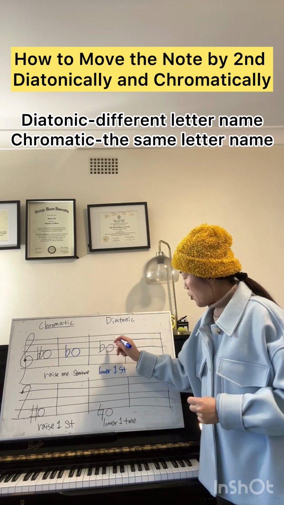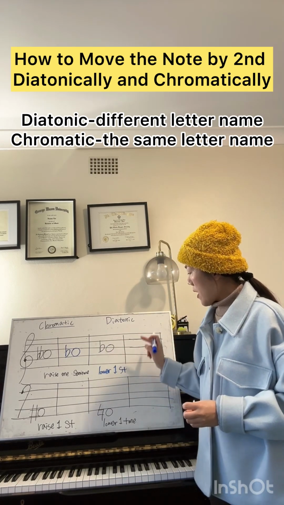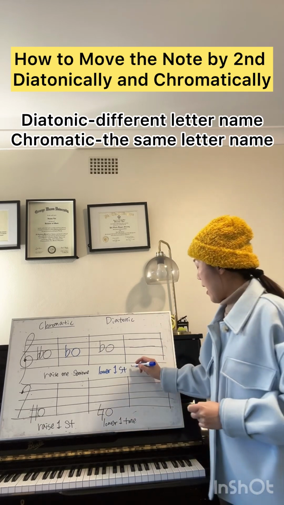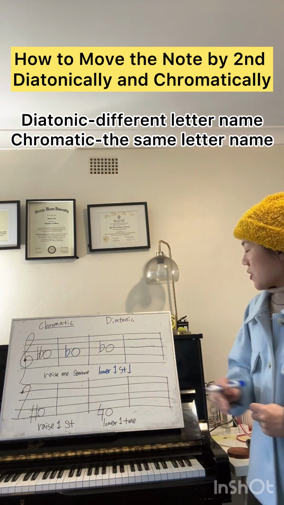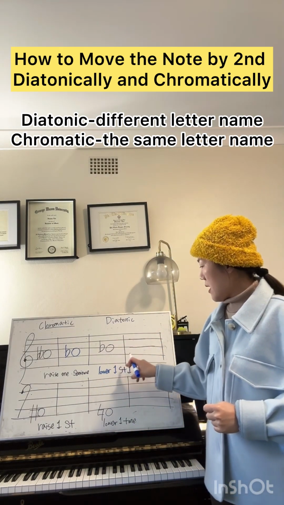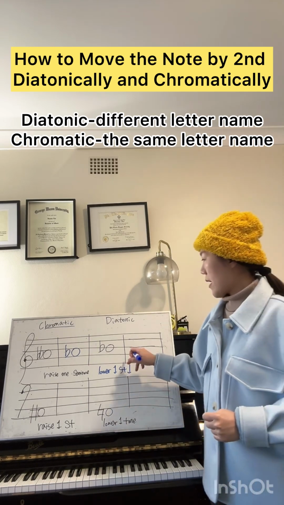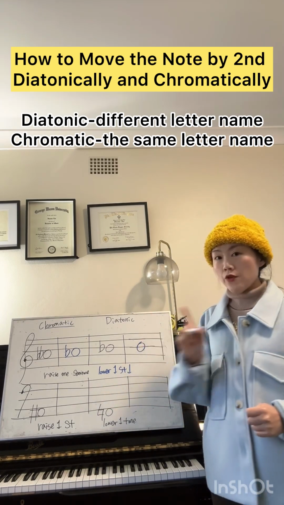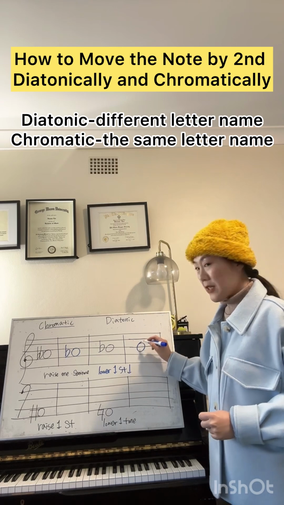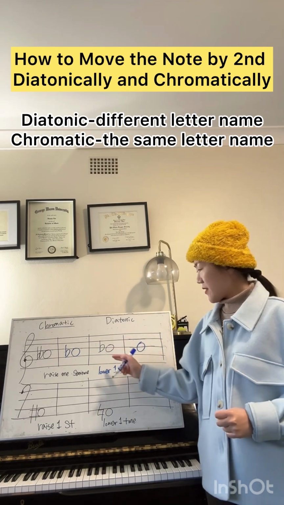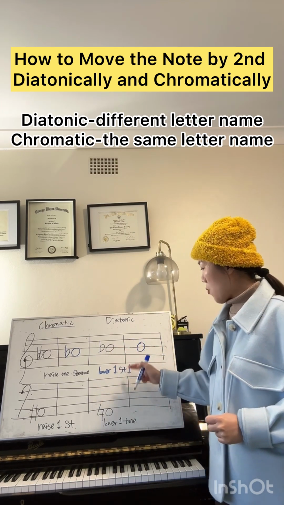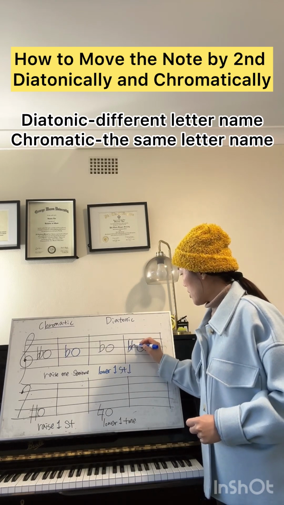Alright, so now we're trying to move the B flat by one semitone down. How can we move B flat by one semitone down chromatically? Remember, whenever you move the notes chromatically, you have to keep the letter name the same, and then you have to adjust the accidental. As we lower the note by one semitone down, you will need a double flat.